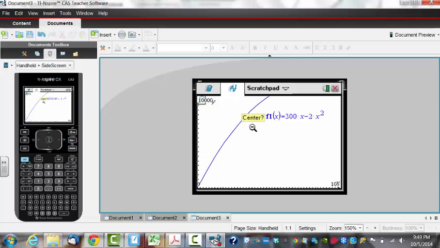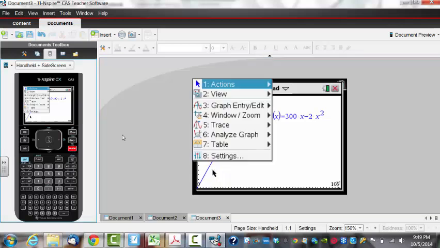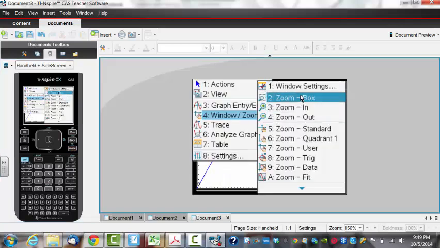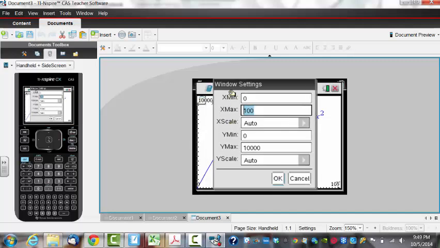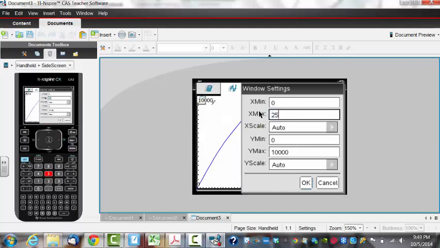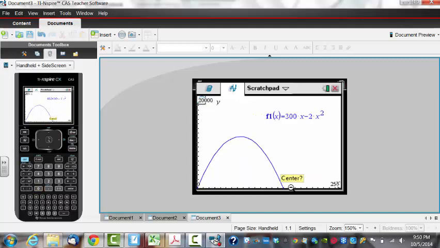We can see the curve of the parabola as it's going up, so we see that we need to increase both the domain and the range. So let's go back to window and increase our x max to say 250, and our y max to say 20,000. And do that on your calculator too. And here we have our parabola.